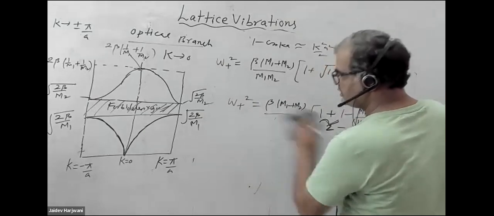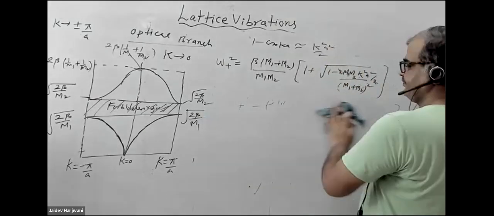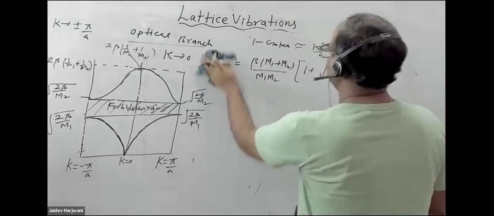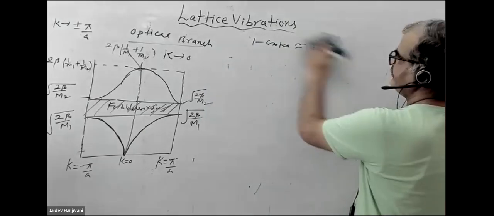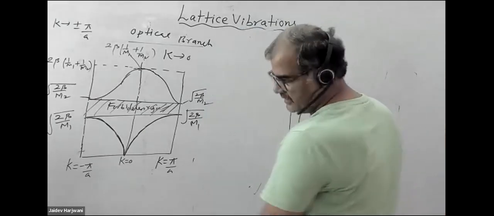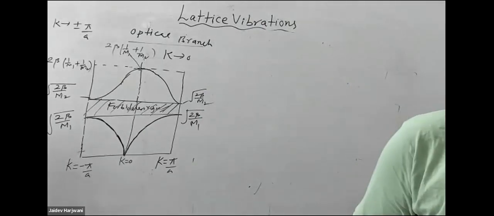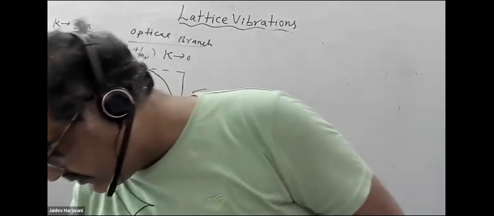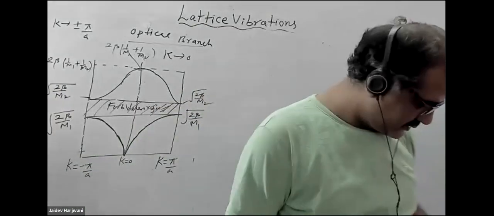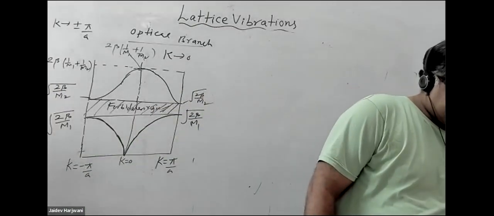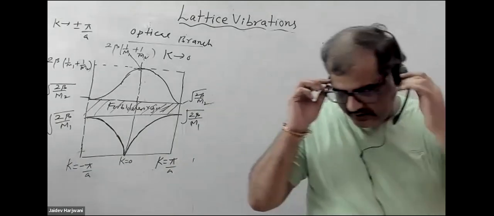Now let us discuss some more properties of this graph, but first let us take a few minutes break. I'm taking a 5-minute break. Sir, will the group velocity also be 0 here for k tends to 0? We'll see that, we'll do it now, okay.